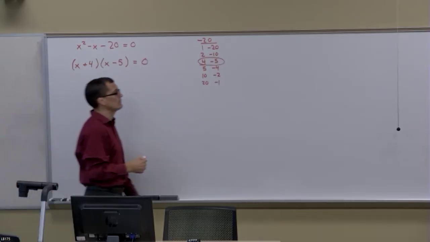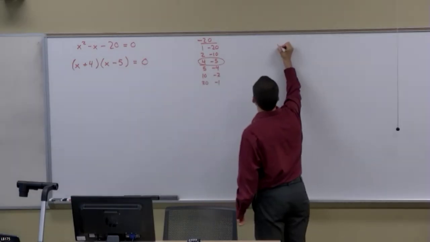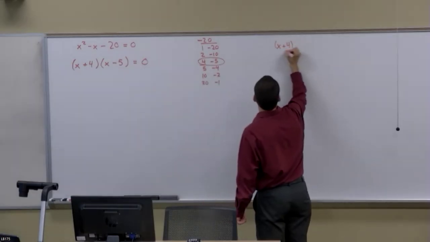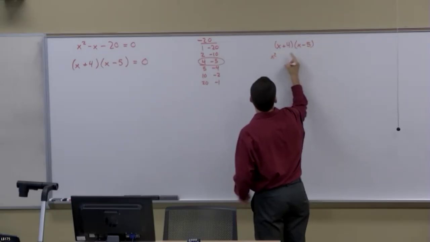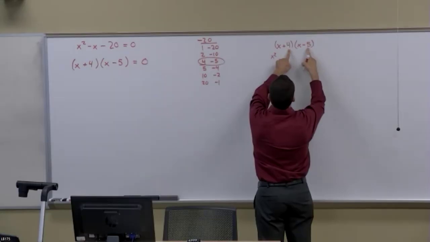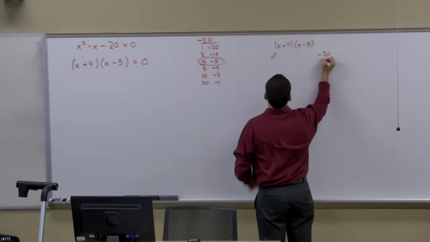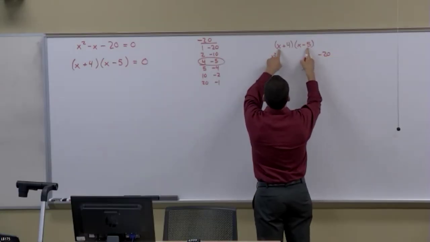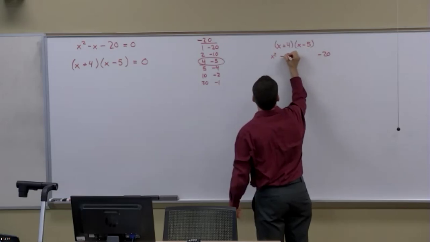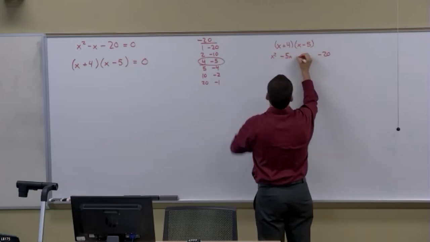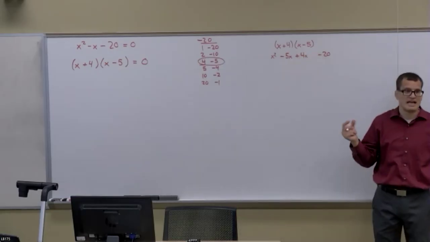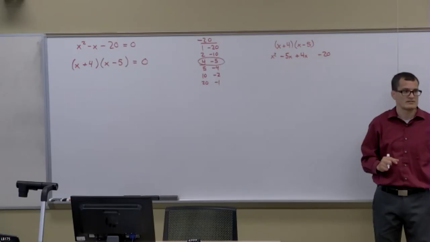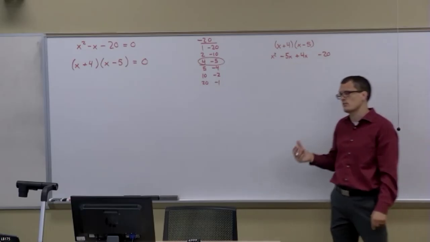The reason that we want them to add to give me -1 is because when I multiply that out, x and x is x squared, 4 and -5 is -20. I already knew those things. But I'll get two middle terms. One is a -5x, and the other is a positive 4x. And so I want those middle terms to be such that they add to -1. You okay with that? So that's why I'm choosing that. That's how that works.